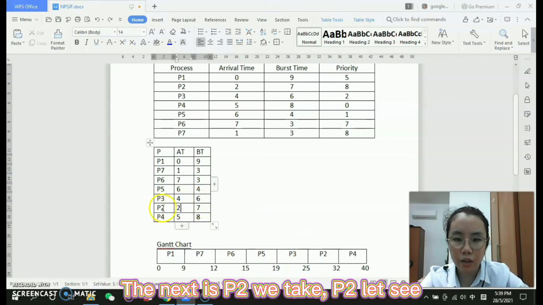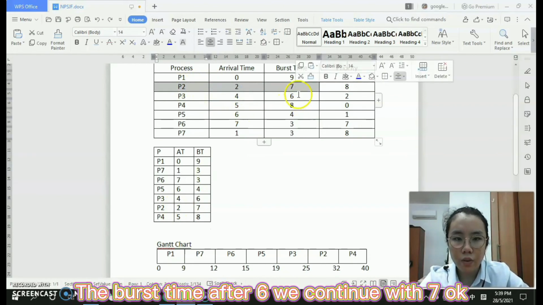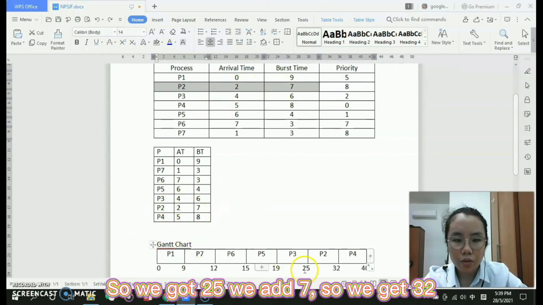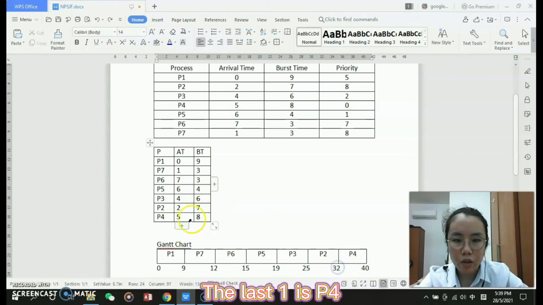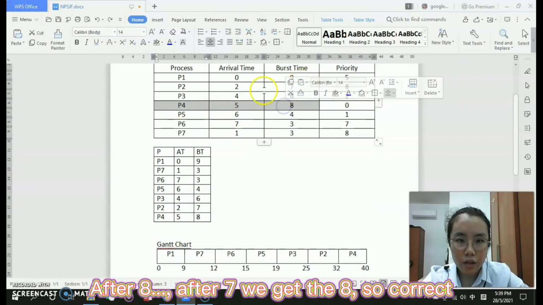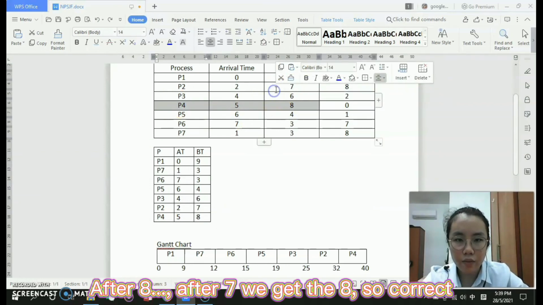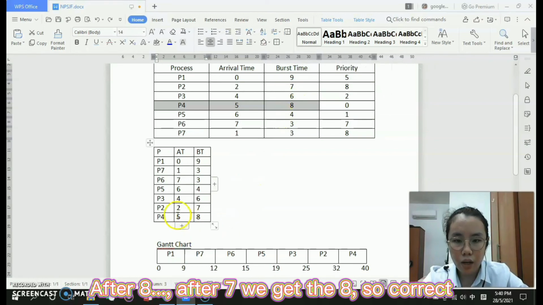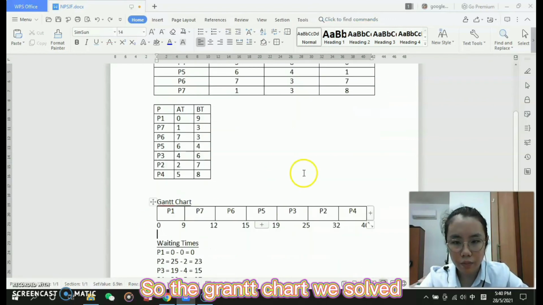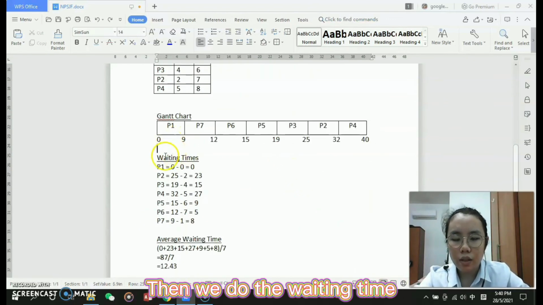The next is P2. After 6, we continue with burst time 7. We got 25, we add 7, so we get 32. The last one is P4, with burst time 8. So 32 plus 8, we get 40. So the Gantt chart is solved. Then we do the waiting time.